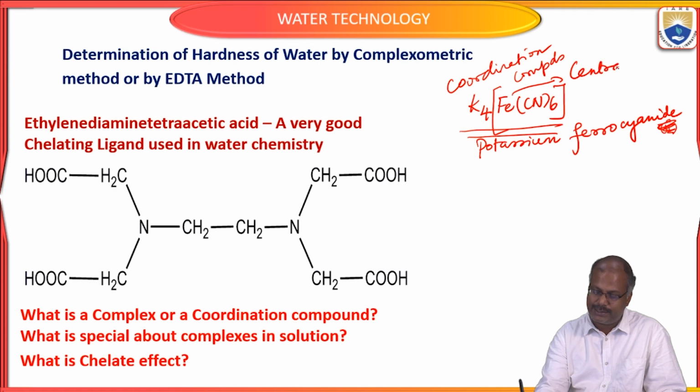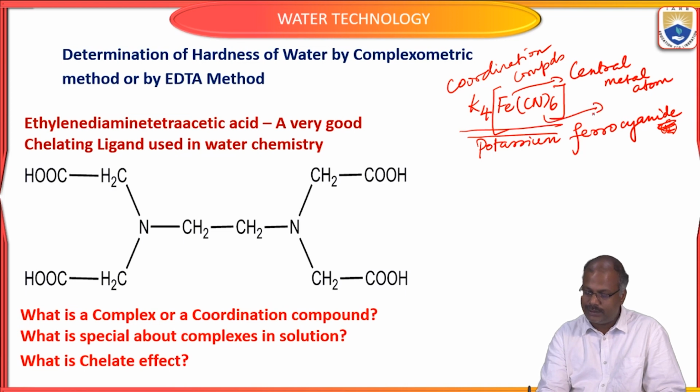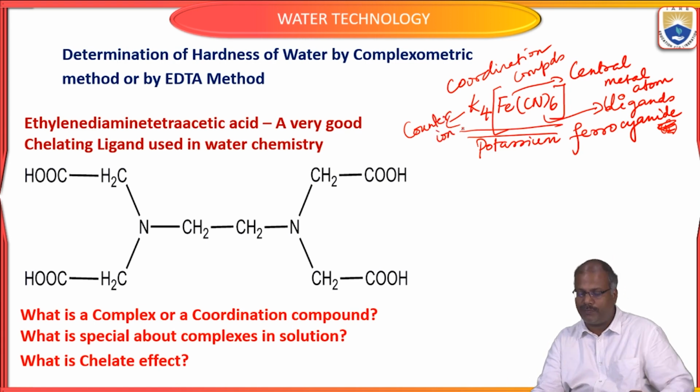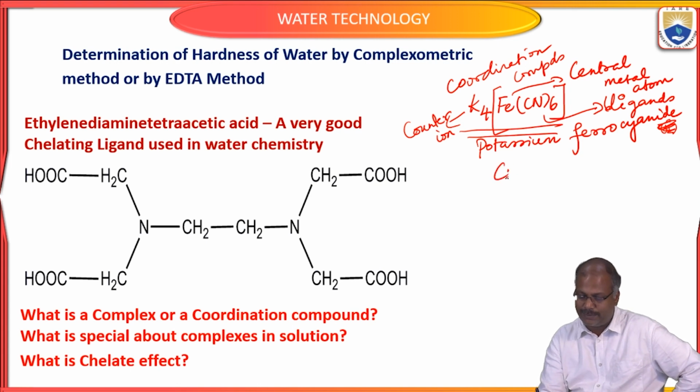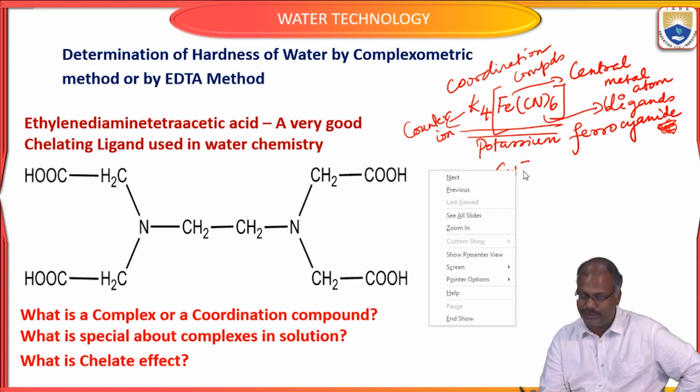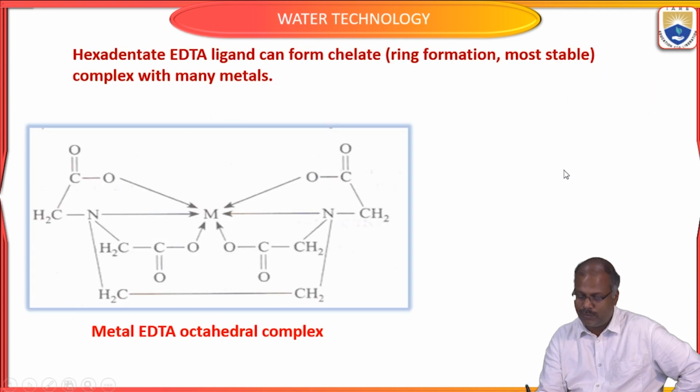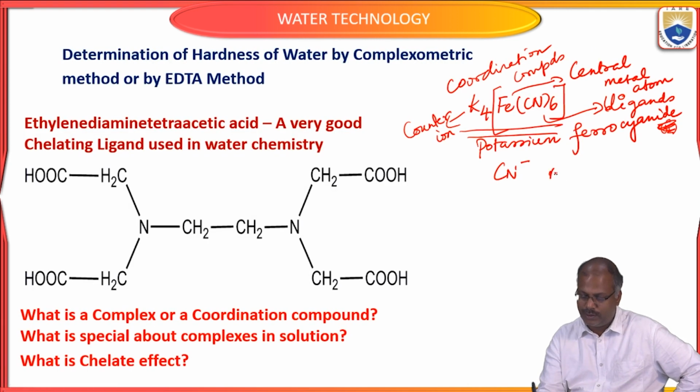The iron is a central metal atom. Six cyanide ligands, we call them ligands, six ligands. This is the counter ion. This is called a coordination compound, where the ligands, for example cyanide, is a negative ligand and a monodentate ligand. What is meant by dentate? It means one atom goes and binds with the central metal atom.